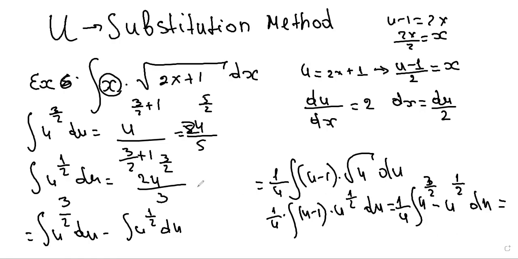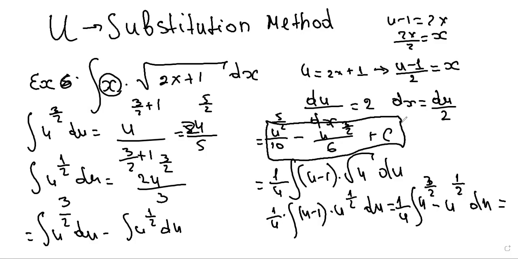Okay, we have this. After that, when we write this, that will be equal to 1 over 4 times (2u to the power of 5 over 2 divided by 5 minus 2u to the power of 3 over 2 divided by 3). Simplifying, we get u to the power of 5 over 2 divided by 10 minus u to the power of 3 over 2 divided by 6, plus C. That's our final answer.